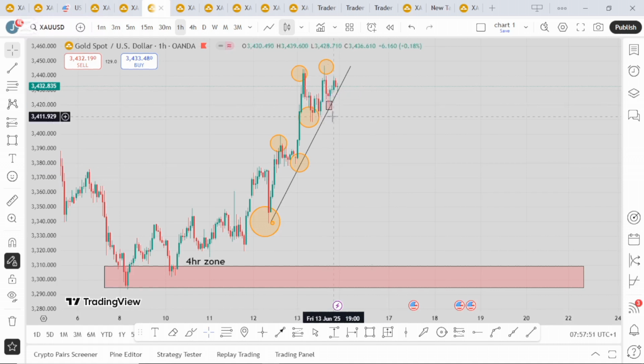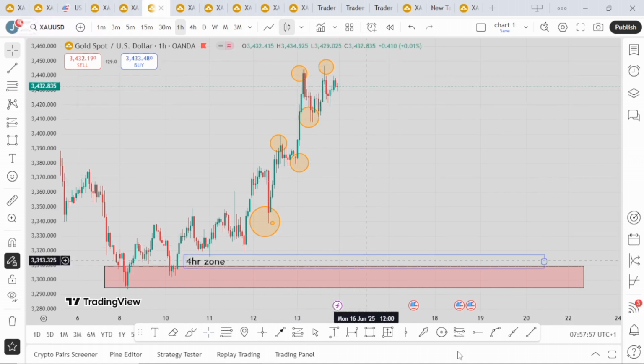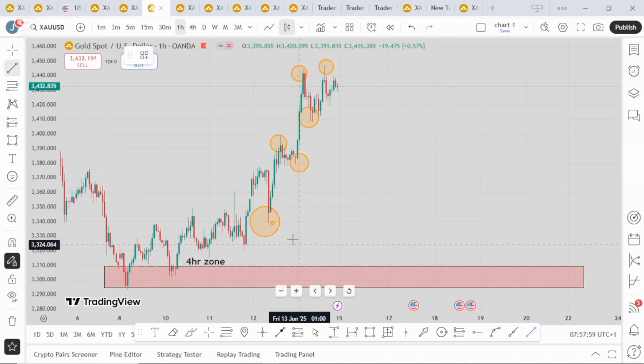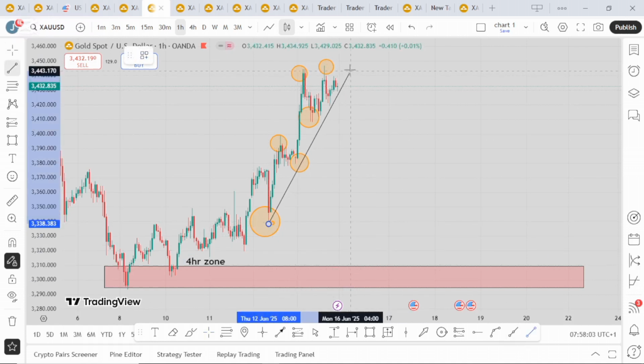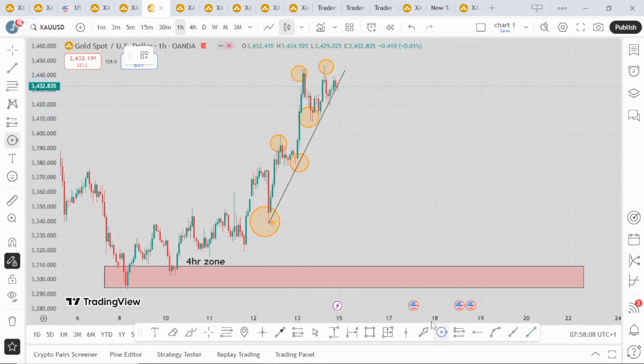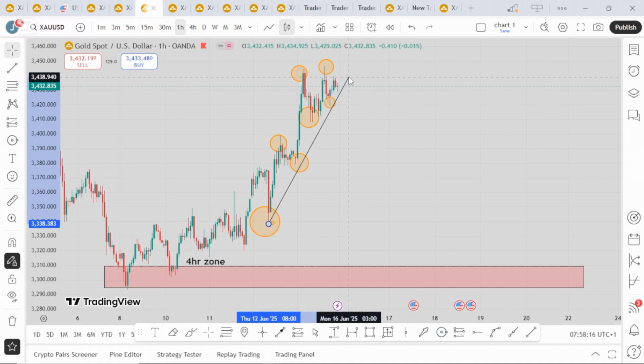Okay, now that is it. You see now this one, I don't know where this is from. How did it come to my chart? I didn't pick you, it came to my chart. Okay, now this is the one that I'm seeing. You see it? So now this is still going bullish.